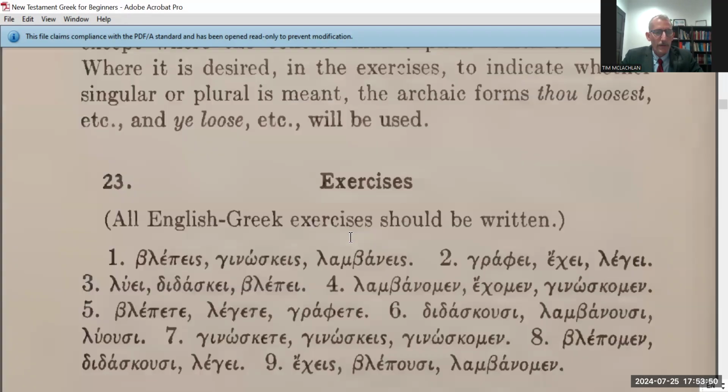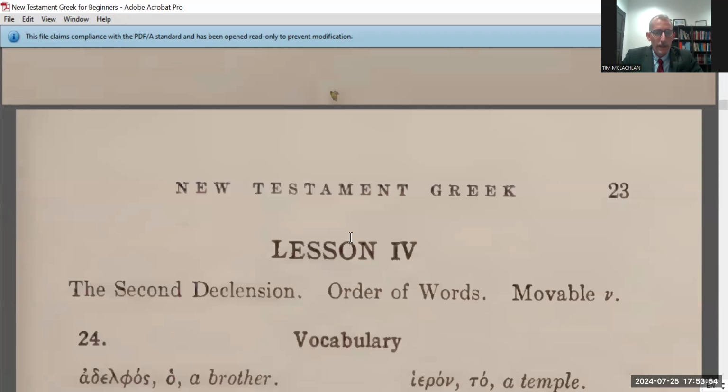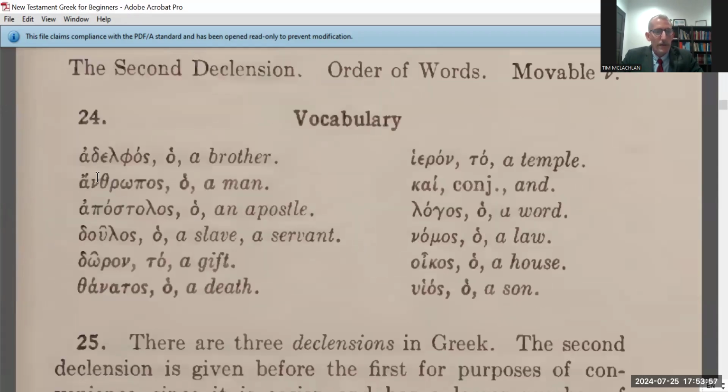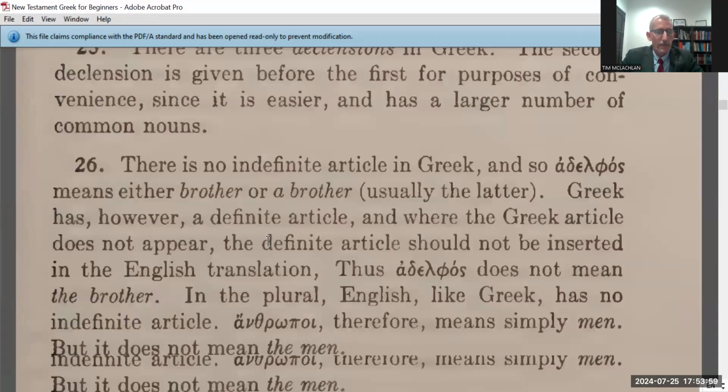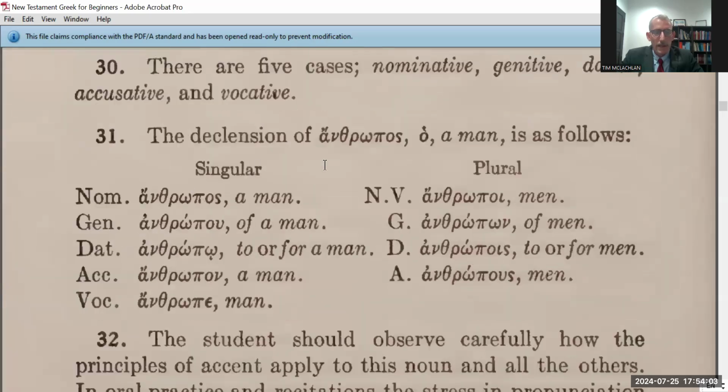Now we get down to lesson 4. They gave you some new vocabulary, and then you get down to the declensions. Now this is the nouns. Okay, we're talking about cases here. What are the different cases? As you see here, there's 5 cases: nominative, genitive, dative, accusative, and vocative. So we'll just go through these again.